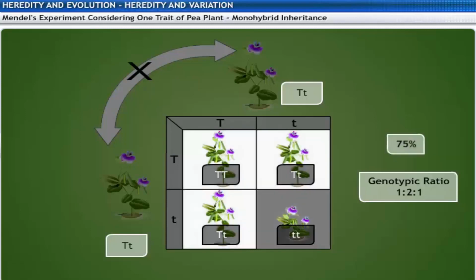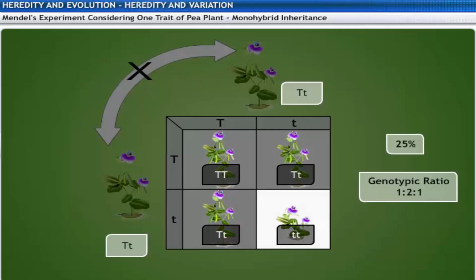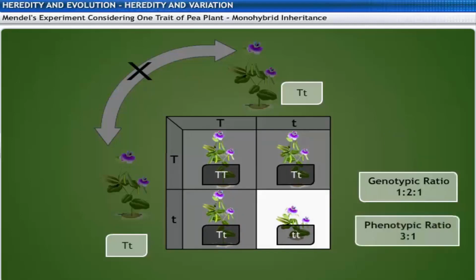Thus, 75% of the progeny produced in F2 generation were tall and 25% were dwarf. This gave the phenotypic ratio of 3:1.